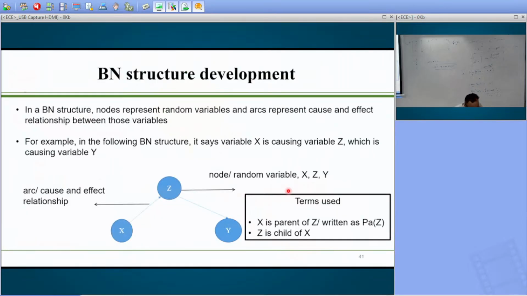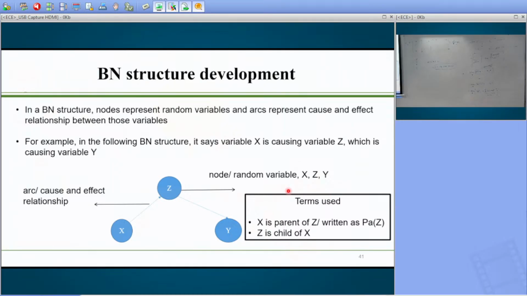Let's start with the basic simple structure and what the structure represents here. Suppose you have three variables x, y, z. x is affecting z and z is affecting y. So y is called the child, z is called the parent, and x is called the ancestor of it. The one which is least affected is the child.